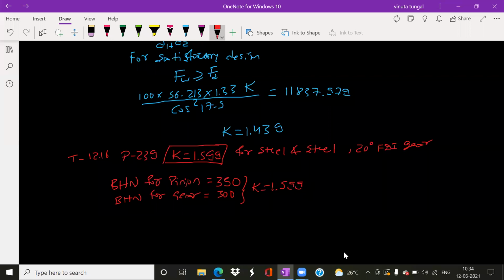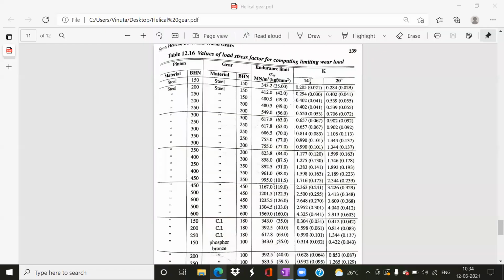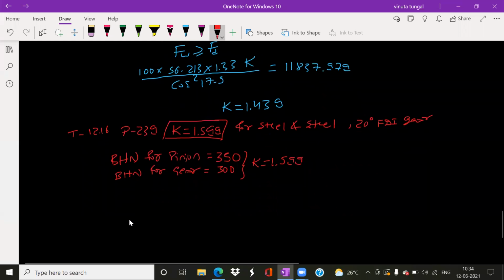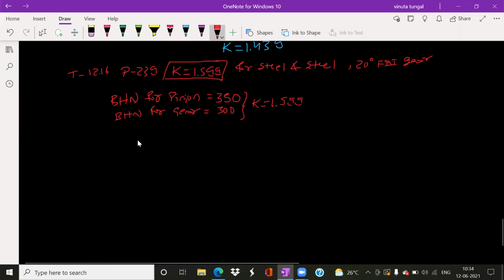If some of you have any doubt about this 1.59 K, you can see here that the Brinell hardness number is 350 for the pinion and 300 for the gear. I have written this from table number 12.16, page number 239. Now you need to check whether the design is safe or not.